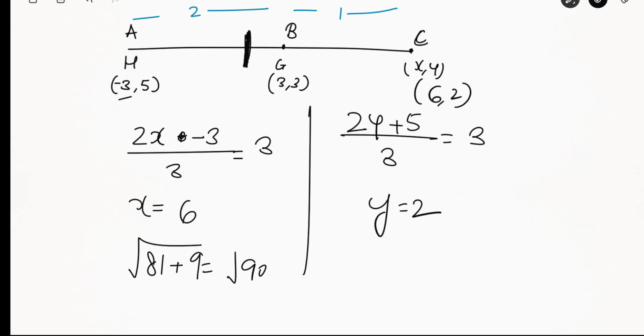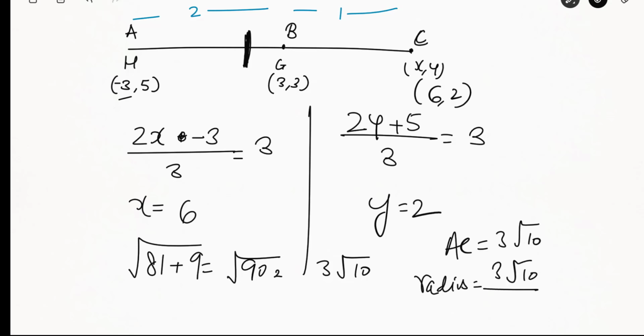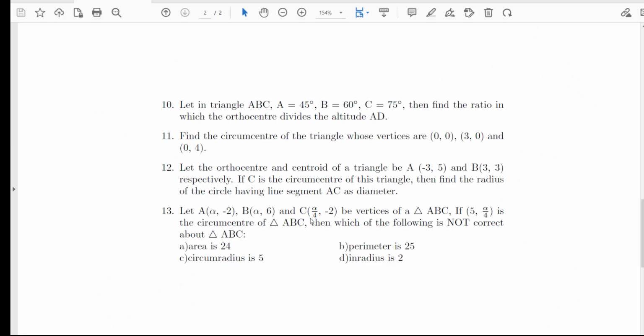That is 90. 3 root 10, right? AC is 3 root 10. So obviously the circle where this AC is diameter, the radius of that circle will be AC over 2. So radius is 3 root 10 over 2. That's the answer.